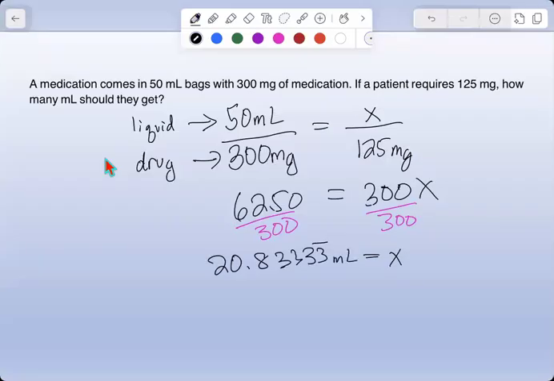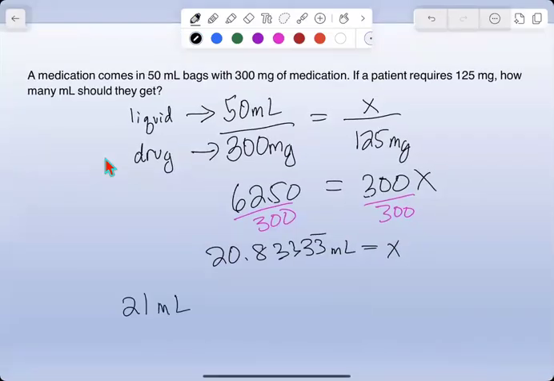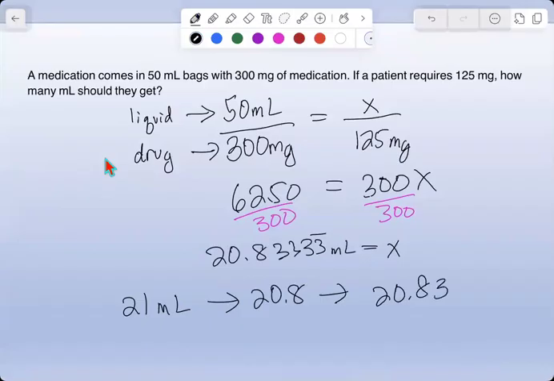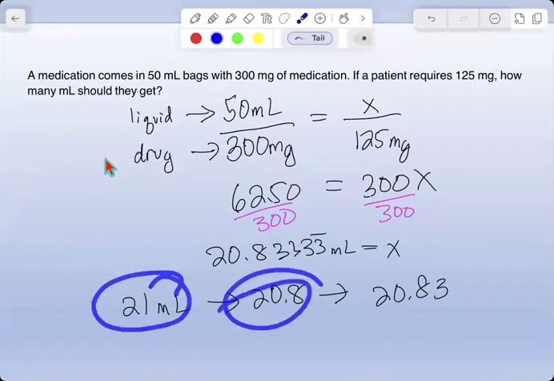Now, milliliters are pretty small. Technically, if you make a little cube that's a centimeter by a centimeter by a centimeter, that's how much a milliliter is. But anyway, follow the instructions. If they said to the nearest whole milliliter, that would be 21 milliliters. If they said to the nearest tenth, it would be 20.8. If they said to the nearest hundredth, it would be 20.83. So those all look very different depending on how they ask you to round. So I'm going to just leave it there depending on what the question says.